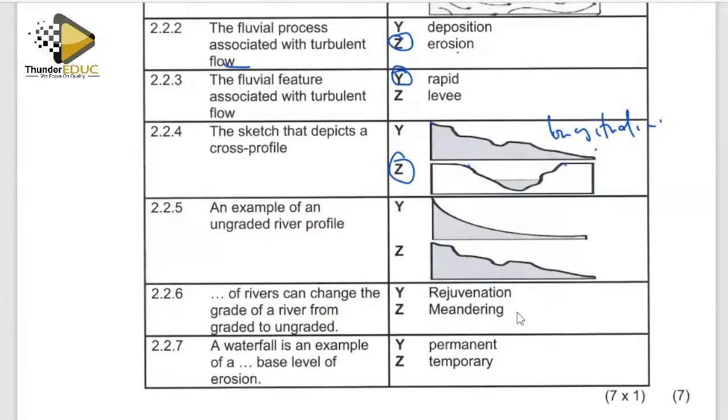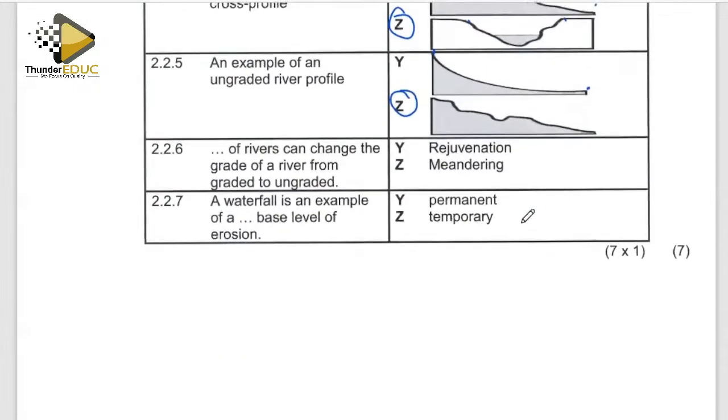An example of an ungraded river profile: when a river is graded, it has a smooth concave shape, from the source to the mouth here, like what you are seeing on Y. It's a smooth concave shape. This is a graded profile. But when a river has some temporary base levels along its longitudinal profile, that gives us an ungraded river. For example, if there's rejuvenation taking place in a graded river, it goes back to becoming ungraded, and that is going to be the longitudinal profile status of that particular river.